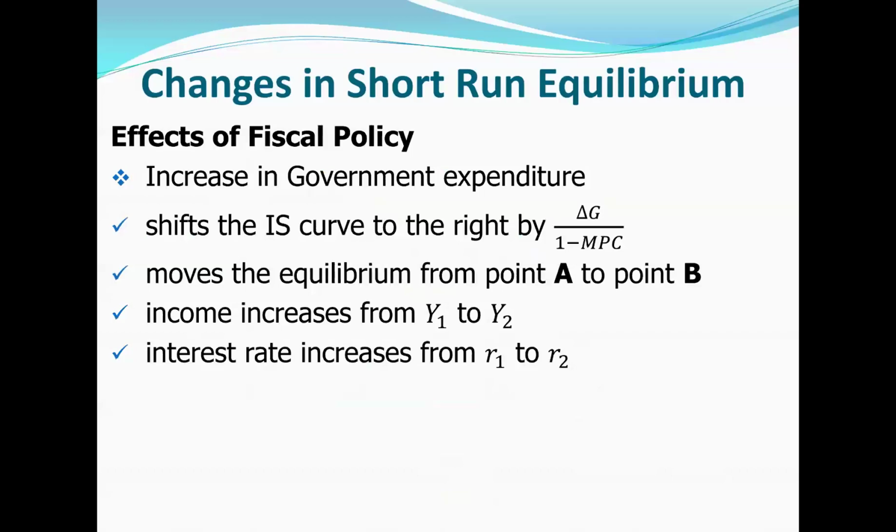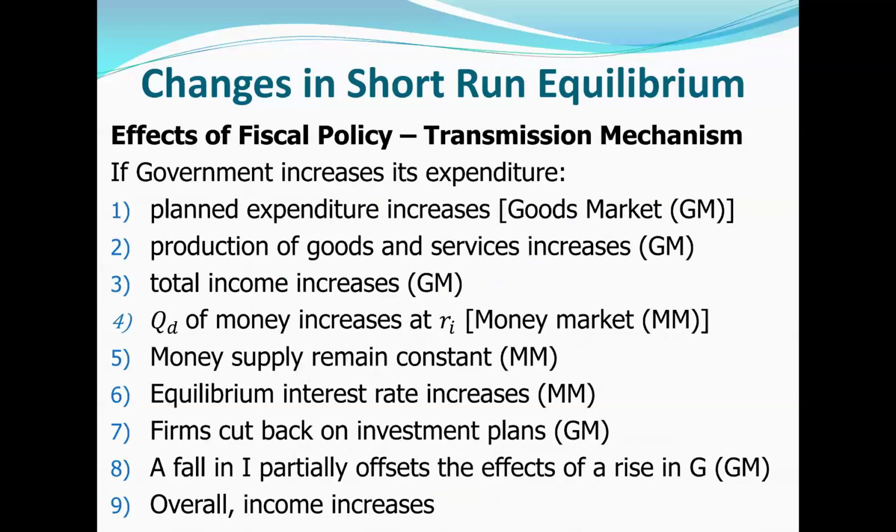Increase in government expenditure, we have already talked about this. So the mechanism is this. Production of goods and services will increase. That is true. Total income will increase. We have already said that. The quantity of money demanded will increase. At that point, money supply will remain constant. Money supply is not affected by that. Interest rates will increase, right?